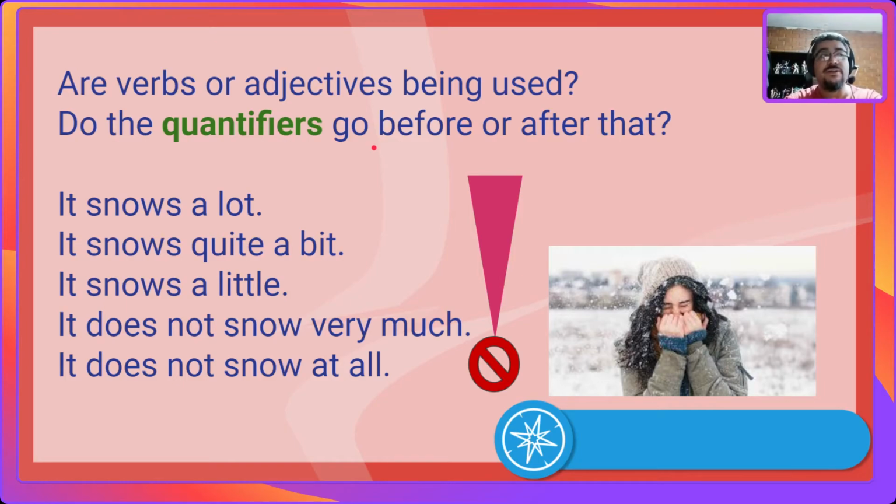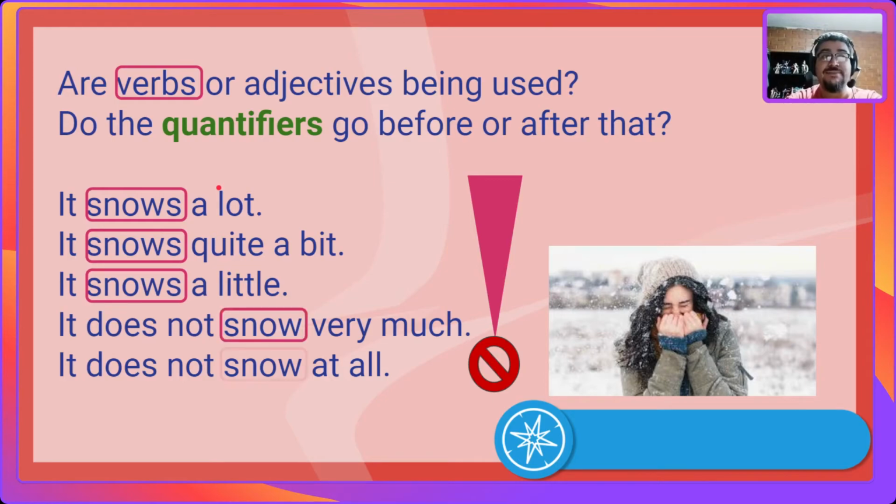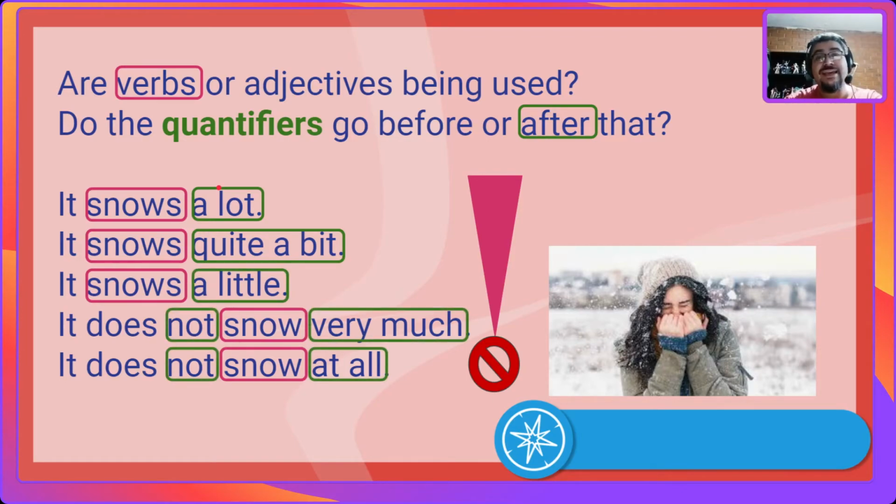Now here we have another thing. Are verbs or adjectives being used? Do the quantifiers go before or after that? So here we have "snow." In this case, that is the verb, and the quantifiers go after. So I can say it snows, and it's just like snow is coming down from the sky. But if I say "a lot," I'm also modifying, in this case, the verb, right? And I'm saying that it's a big quantity. Or I could say it snows a little, and the quantity is going to be small. Okay?